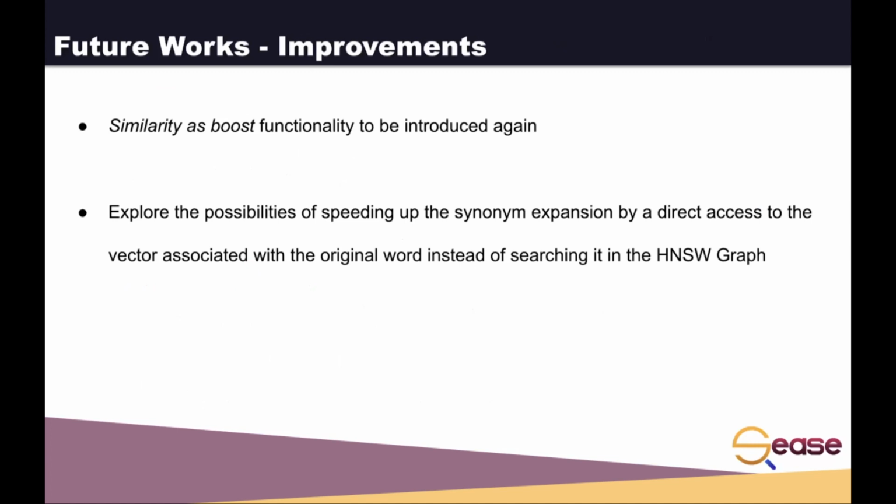Then we have the similarity as a boost functionality. We need to bring it back because we removed it. And finally, we want to speed up the search of the HNSW graph, because the term we are looking for is not a random vector. This is one of the vectors that is already stored in the HNSW graph. So we need to explore the internals, but if we are able to access that node directly, we can quickly get the list of neighbors, that is, the list of synonyms. So we don't need to implement the search every time. But we will need to study it. And actually, if someone is interested and wants to help us, let us know.